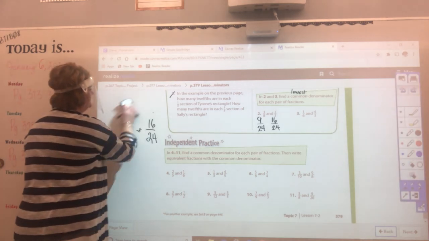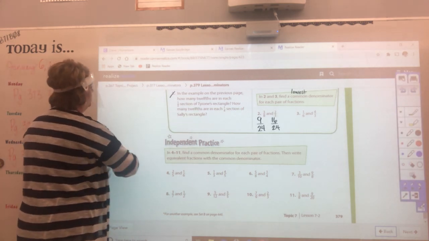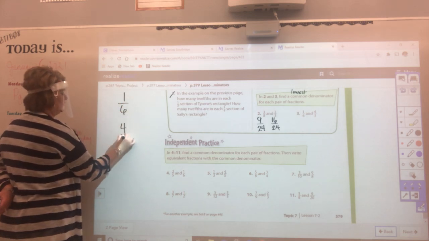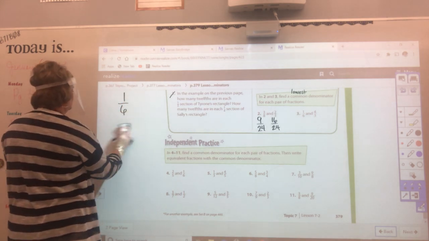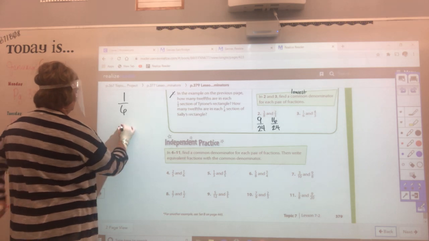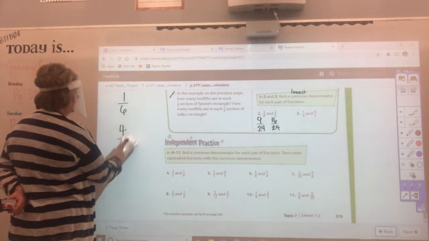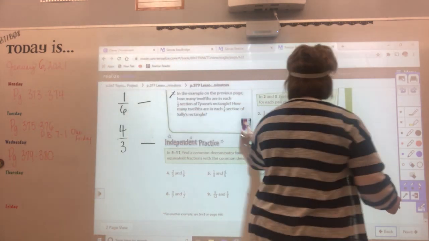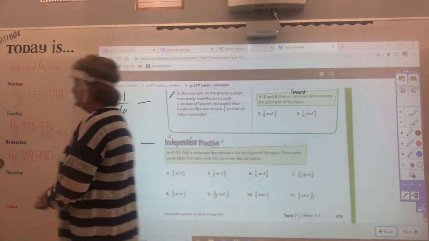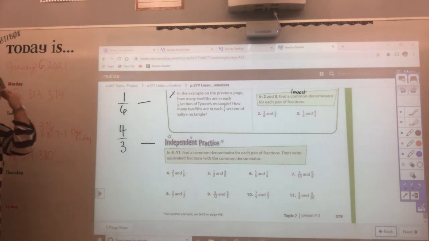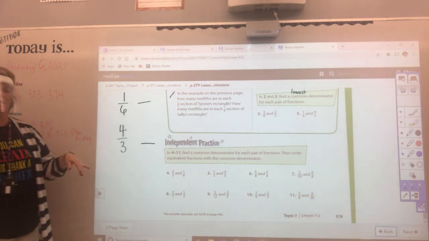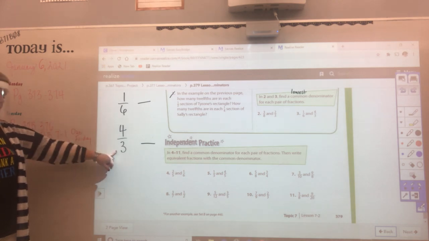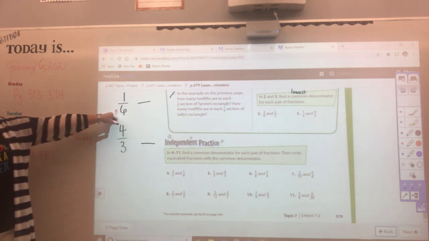Number 3. 1/6 and 4/3. Oops. Come out to the side and draw new fraction lines, just like me. Okay, remember we got to start on the biggest denominator. Okay, is 6 bigger or 3 bigger? 6. Get your pencil on 6 and don't move it.